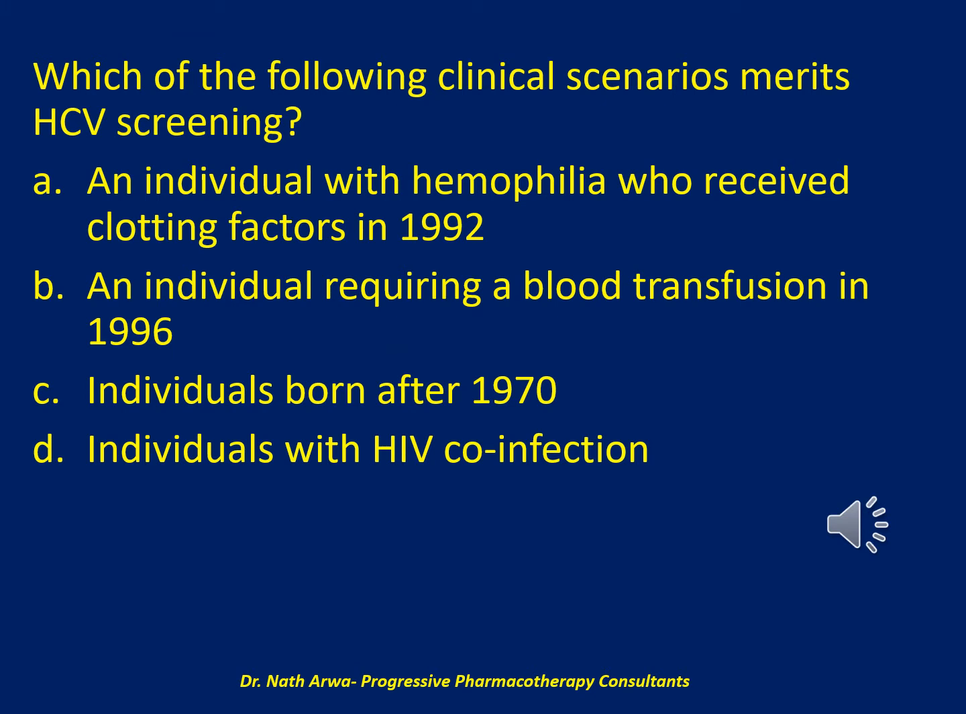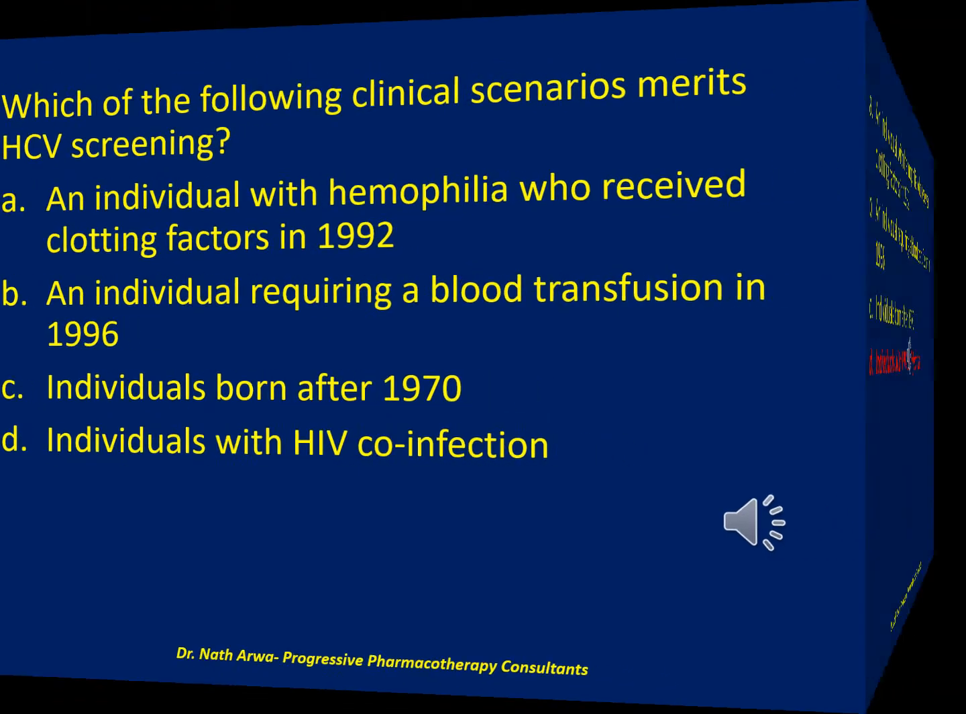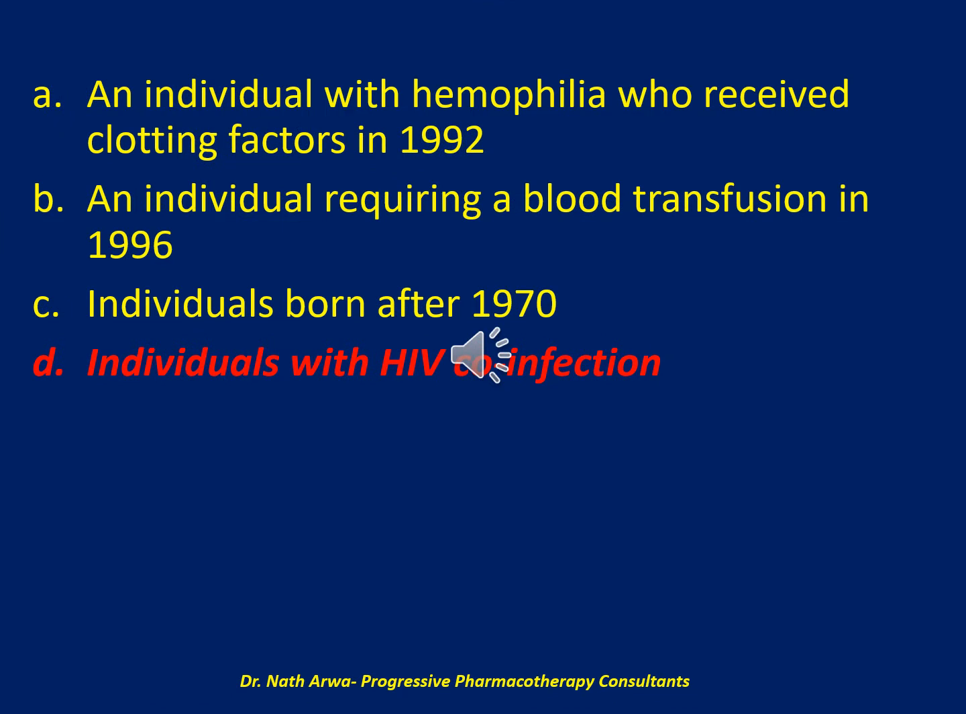And the next question reads, which of the following clinical scenarios merits HCV screening? Is it A. An individual with hemophilia who received clotting factors in 1992, or B. An individual requiring a blood transfusion in 1996, or C. Individuals born after 1970, or is it D. Individuals with HIV co-infection? I will give you a few seconds to choose the correct answer to this question from the listed options.